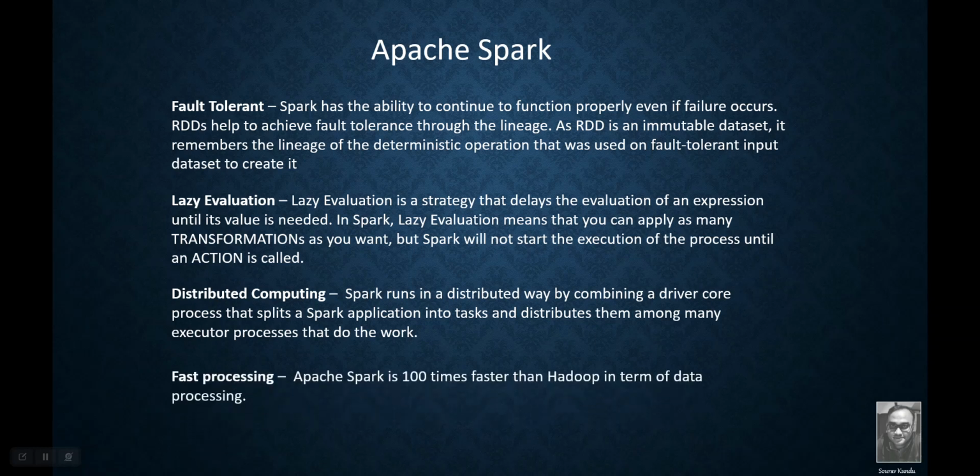Finally, fast processing. Apache Spark is almost 100 times faster, you can say, than our earlier Hadoop technologies in terms of data processing. So these are primary features of Apache Spark.